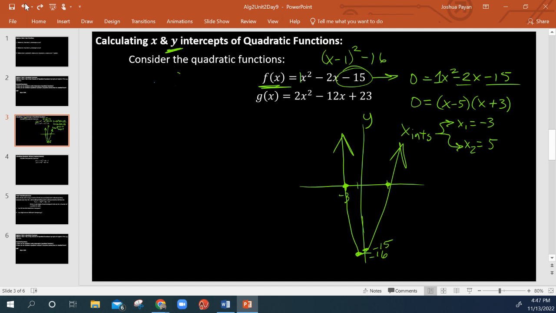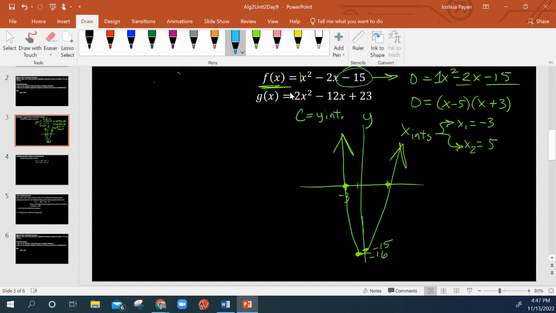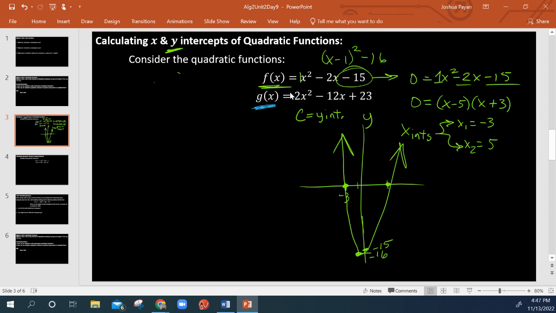If it's in standard form, you can rest assured that c is pretty much always your y-intercept. Okay, if it's in standard form. If it's not in standard form, not going to be so easy. Okay, so now let's move on to the next example.